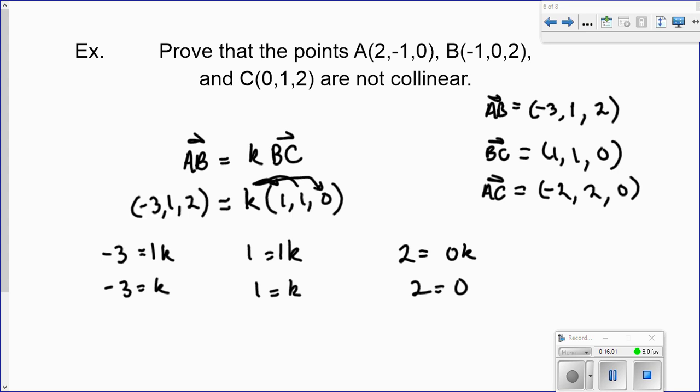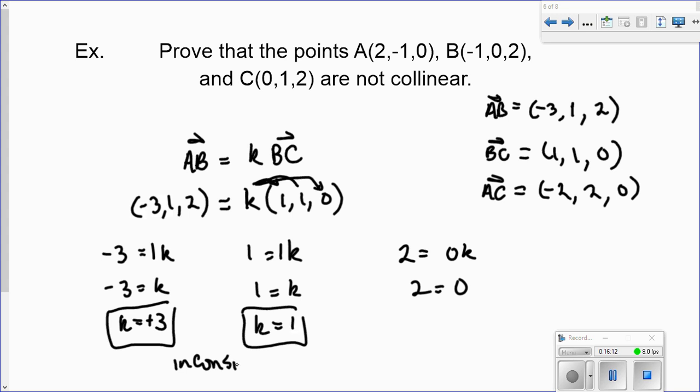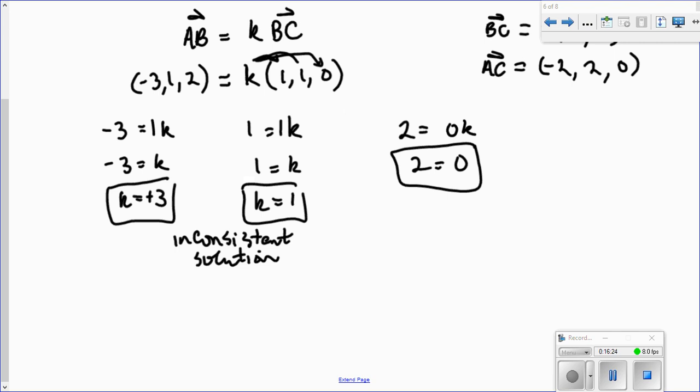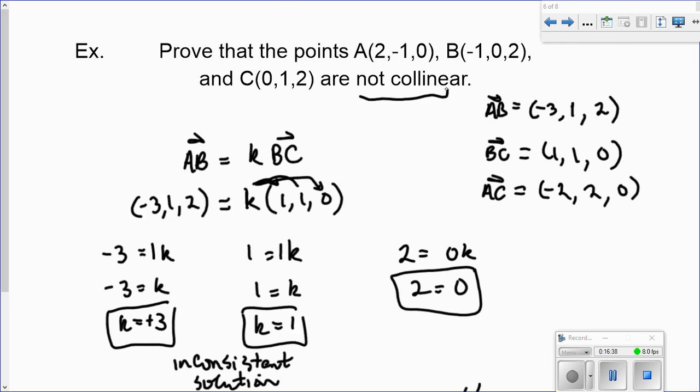So look at my equations here. I've got k equals 3, and this one I've got k equals 1. So right away there's an inconsistent solution here. I've also got 2 equals 0. There's no way that ever happens. So there's an inconsistent solution straight across the board. What that means is that there's no value of k that allows for this to be true. So that's it. Are they collinear? They're non-collinear. They do not lie in a straight line.